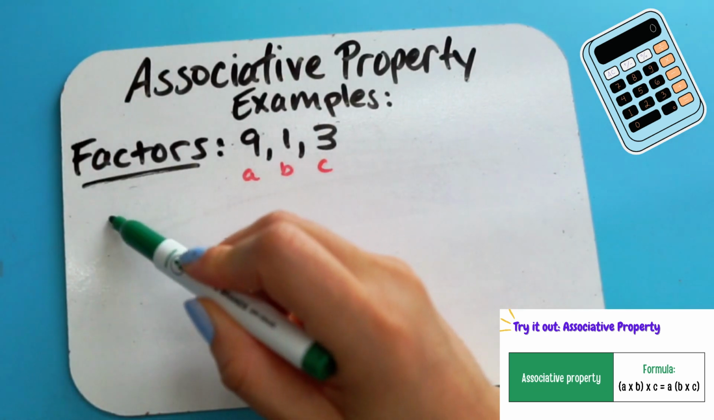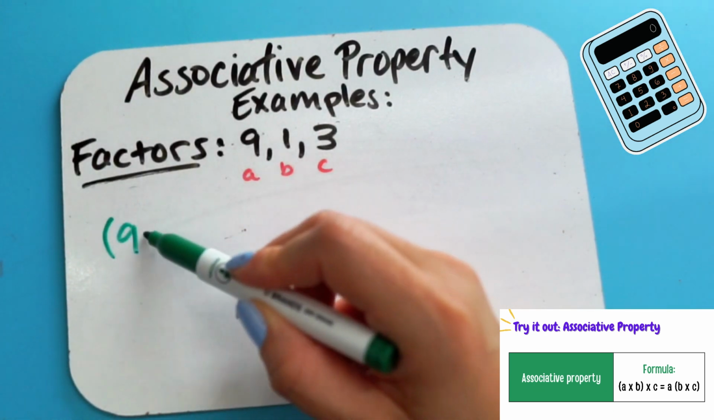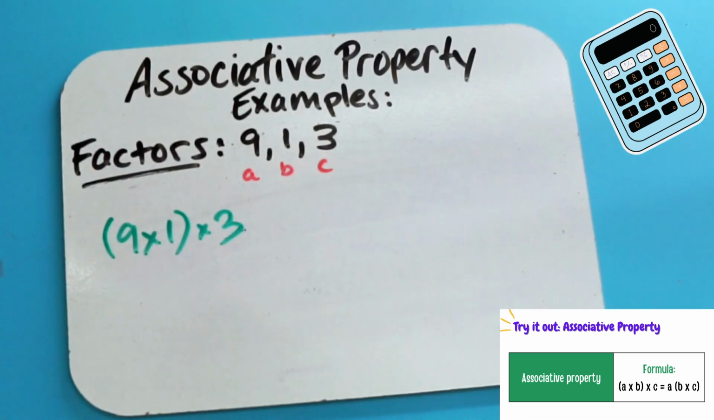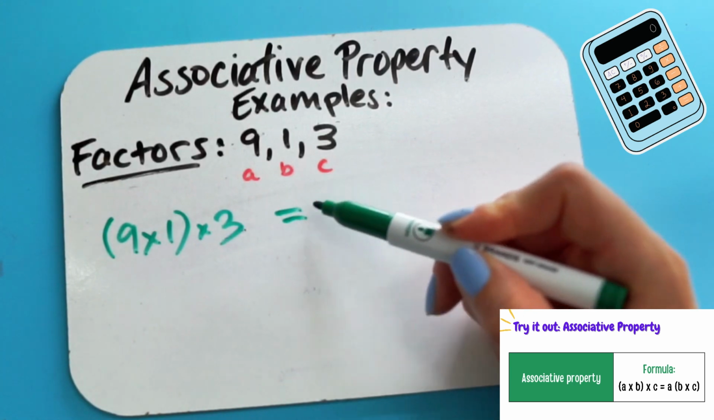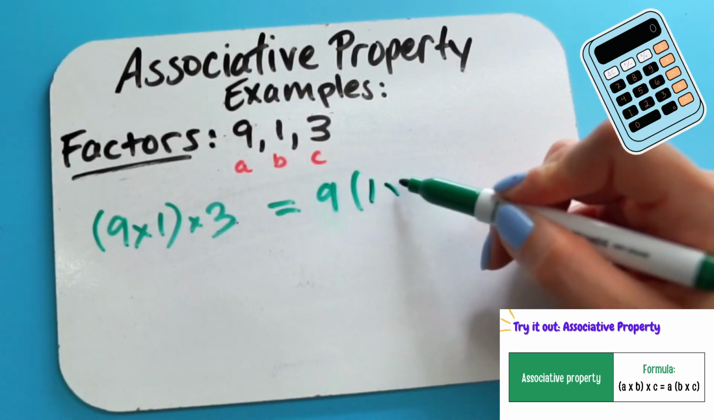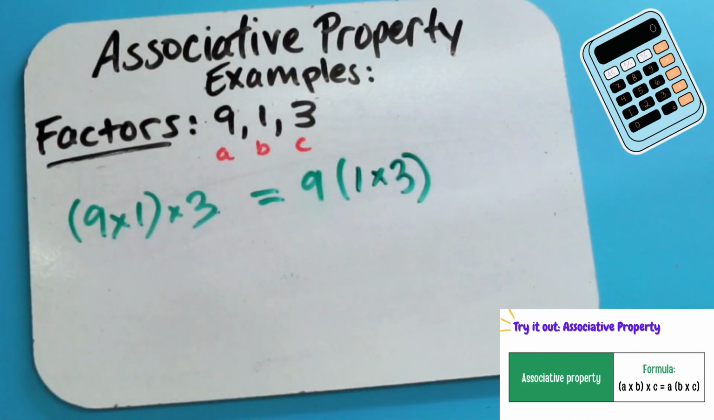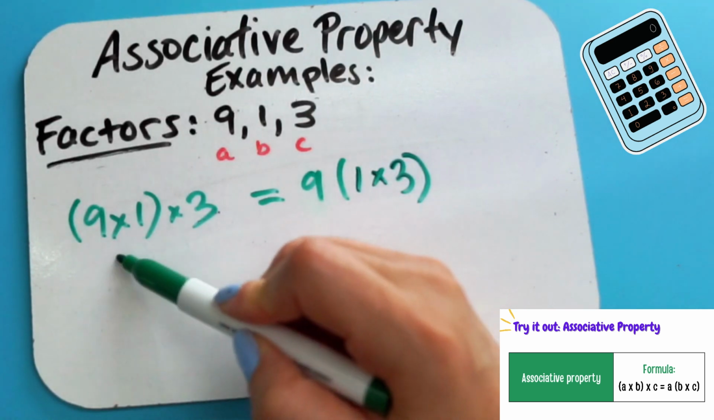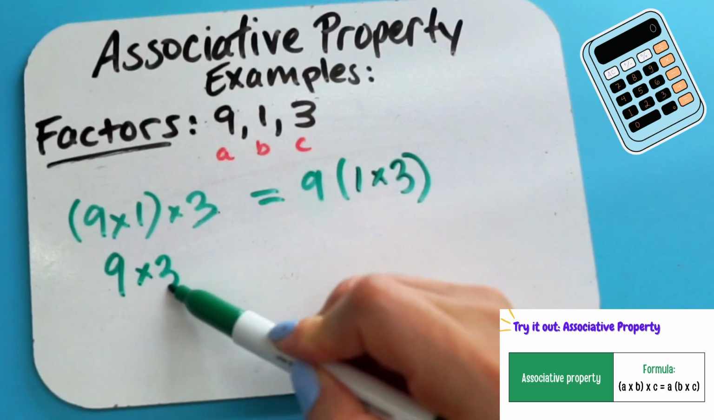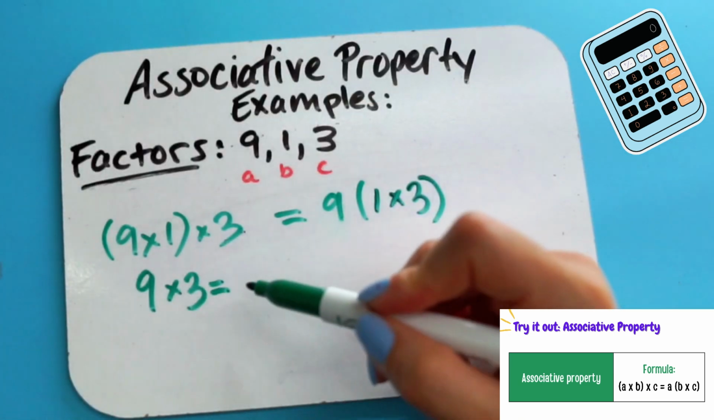So here we're going to have (9 times 1) times 3, and we're going to see if it is equal to 9 times (1 times 3). So let's see if they're equal to the same product. We know that 9 times 1 is equal to 9. 9 times 3 is equal to 27.